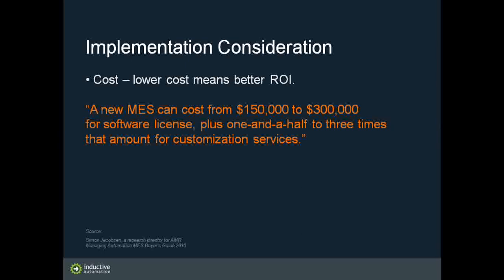About implementation considerations when you're looking at an ROI and the implementation cost. This is a quote from an MES buyer's guide for managing automation that came out at the end of 2010 about MES cost considerations. A new MES can cost from $150,000 to $300,000 for software license, plus 1.5 to 3 times that amount for customization services. I have a sneaking suspicion that if someone's looking at $750,000 to $1 million on implementation, that might give one pause on making any kind of decision to move forward.